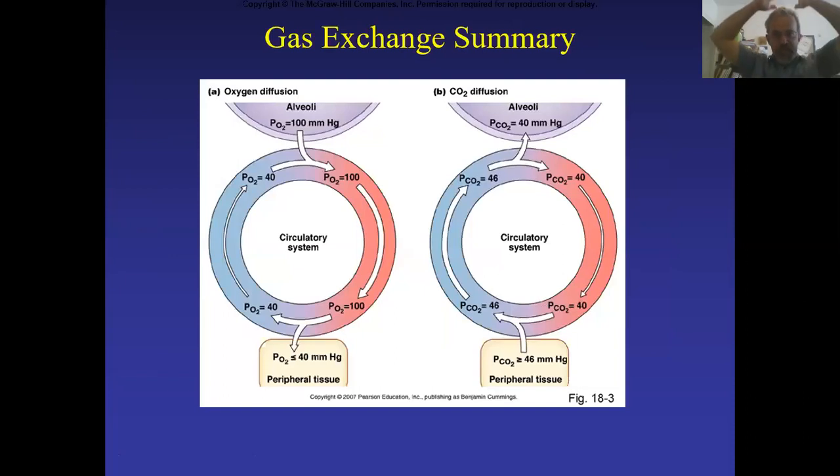All right, so this is kind of putting everything together. Numbers are a little bit different, right? Instead of 45, we have 46, but everything else is basically the same. Oxygen from 100 goes into the blood when it's 40, brings it up to 100, then it gets dropped off. CO2 is about 45 in the tissues, gets dropped off into the blood when it's 40, brings it up to 46, goes to the lungs where it's at 40, and it just diffuses out.